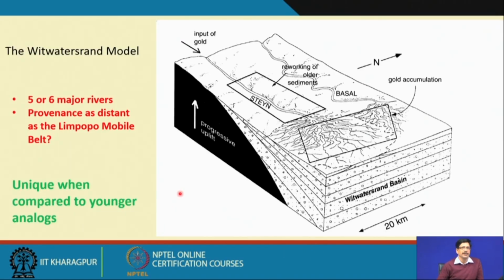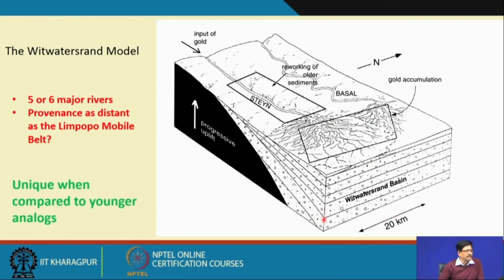And this is an interesting situation, the interpretation of the Witwatersrand basin, which is interpreted to be a result of some 5 or 6 major rivers, and this particular sequence of sedimentation goes to 6 to 7 kilometers in thickness, and one would wonder how such thick sedimentation took place, and that is why it was visualized that there has been progressive uplift of the provenance area during the formation of this basin. This provenance could be as distant as the Limpopo belt, which is about 250-300 kilometers, and this diagram gives a very good idea.